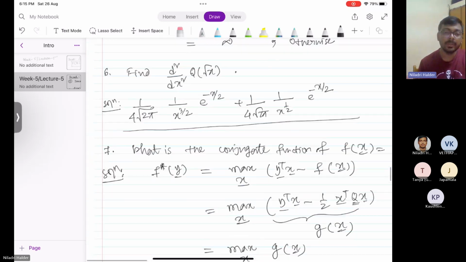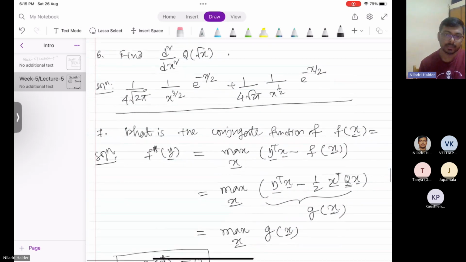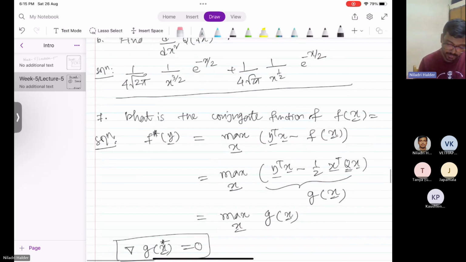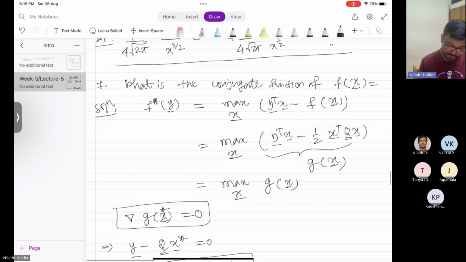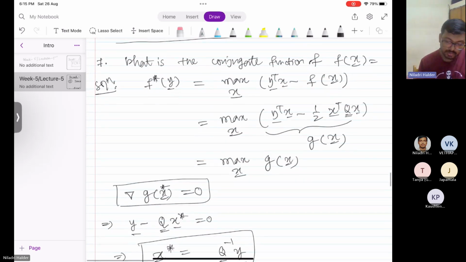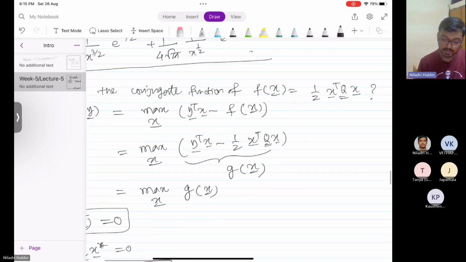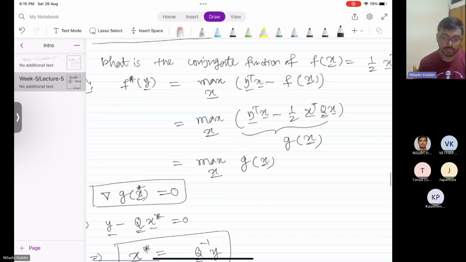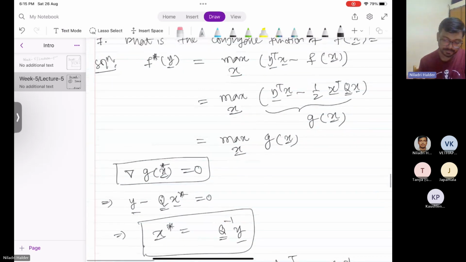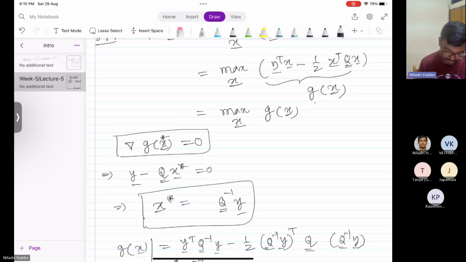Now we need to find the double derivative of q of root x. That I have already found out, so that is coming as this solution. Then what is the conjugate function of half x transpose Qx? The process is the same. We need to maximize some function g of x with respect to x and put that optimal x value in that function g(x). Then we'll get the conjugate function.